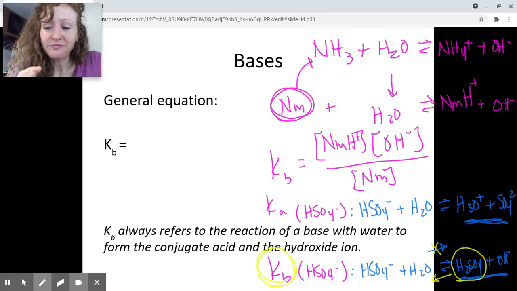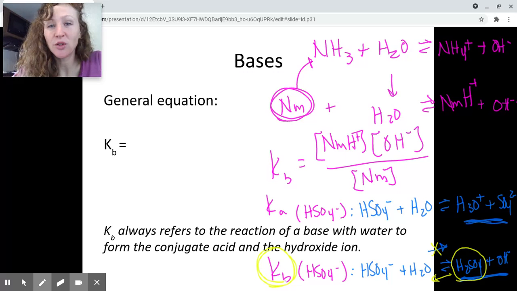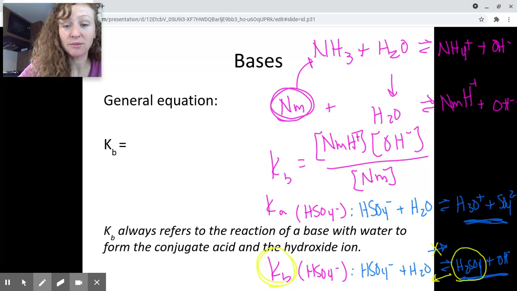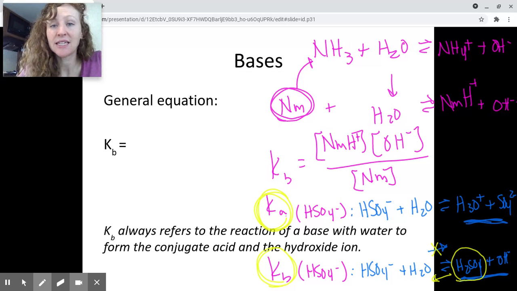So off of this, the takeaway, the skill to evaluate is: can you write an equation for something that acts like an acid and acts like a base? Can you write both of these equations? That's an important skill, because if you're given the Ka, you need to write it as if it's acting like an acid. If you're given the Kb, you need to write the reaction as if it's acting like a base. That's a good skill to practice.